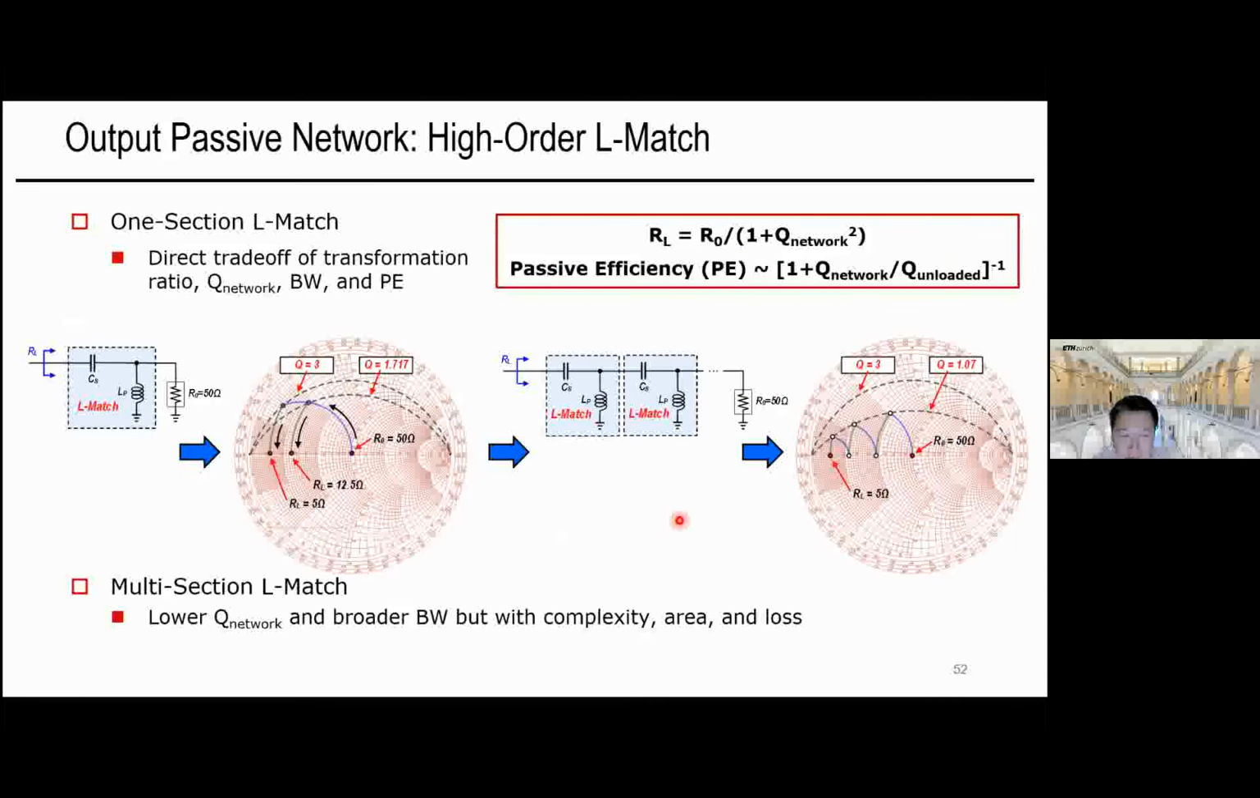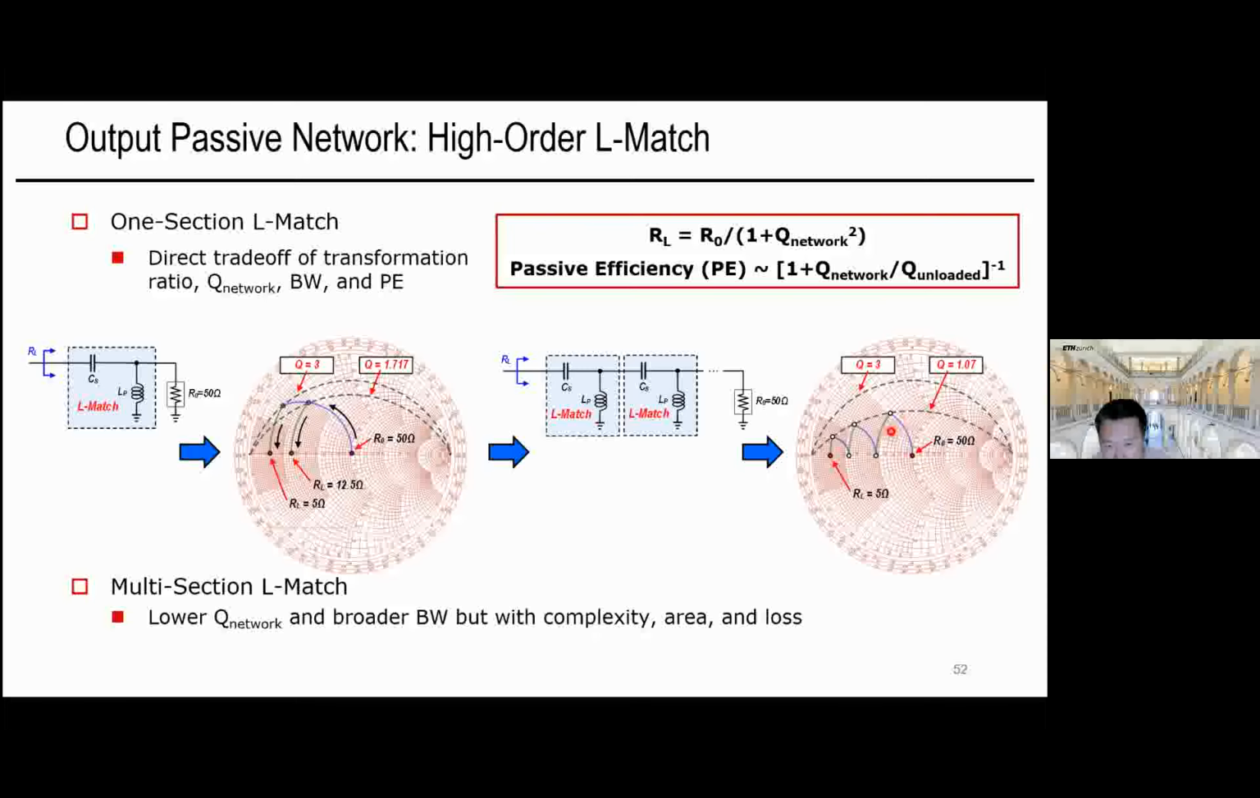On the other hand, in many cases, one section of L match will have a direct trade-off of impedance transformation, network Q value, bandwidth, and also passive efficiency. For example, for a large impedance transformation ratio, we will require a large network Q, which will degrade the network passive efficiency as well as the bandwidth. We can show on this Smith chart, transforming 50 ohm to 5 ohm, the network Q will be a factor of 3, which is much higher than the Q value when we transform 50 ohm to 12.5 ohm, right? Well, the solution to reduce the Q is to use multi-section L match.